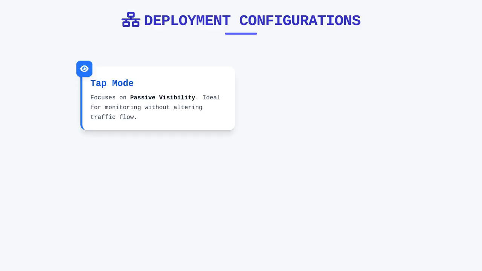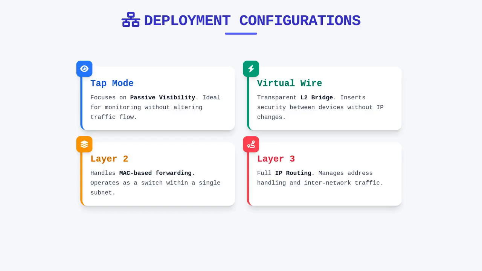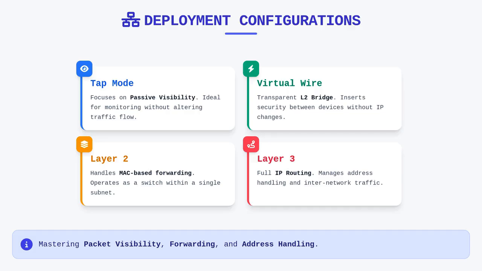In this chapter, we will examine the mechanics of tap mode, virtual wire, layer 2, and layer 3 deployment configurations. By the end, you will have a clear understanding of how each mode influences packet visibility, forwarding, and address handling, ensuring you can select the correct implementation for any given production environment.